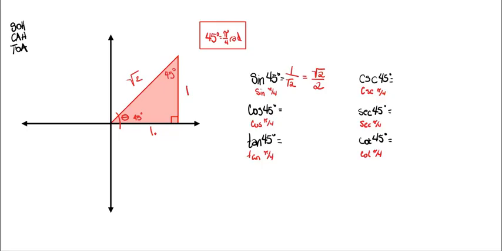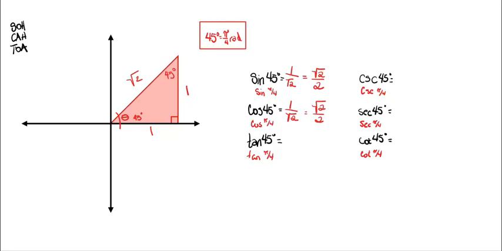So what's the cosine? Well, the cosine is going to be the adjacent side over the hypotenuse. Well, the adjacent side is also equivalent to 1. The hypotenuse is the square root of 2, so that reduces to square root of 2 over 2. So the cosine of 45 degrees, or the cosine of pi over 4, is the square root of 2 over 2. Don't want it in a decimal. Leave it in this irrational form, because that's more exact.